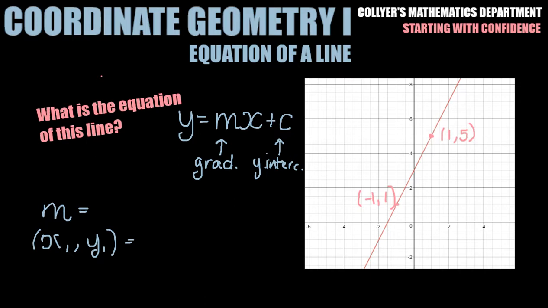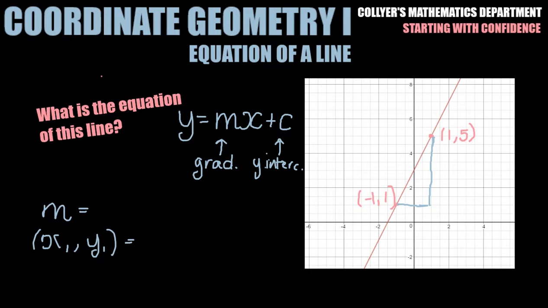Here, I have 2 points. I don't have a gradient. But hopefully from GCSE you do know how to calculate the gradient. It's the change in the y values, which are here. Let's see if I can get this line to work. There we go. Change in those y values over the change in x. It's a rate of change. How much does the y value change for every unit of change in the x value?